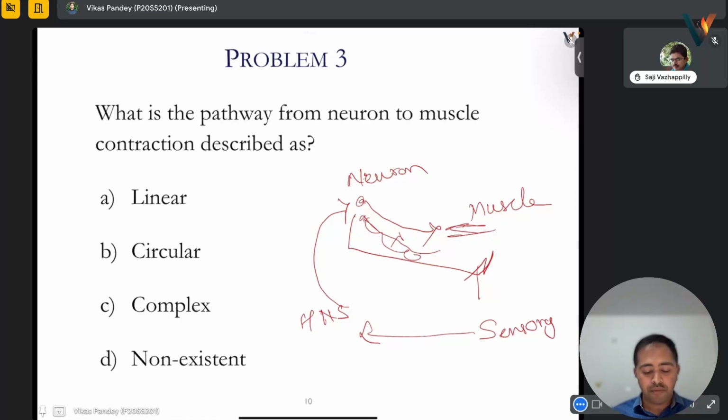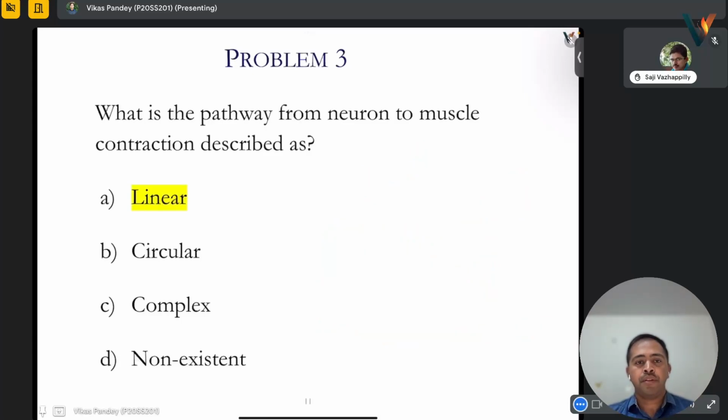Okay, so the path between neuron and muscle is linear only, sir, I think. Yes, that is linear. When we are talking about between neuron and muscle, it is linear in nature.